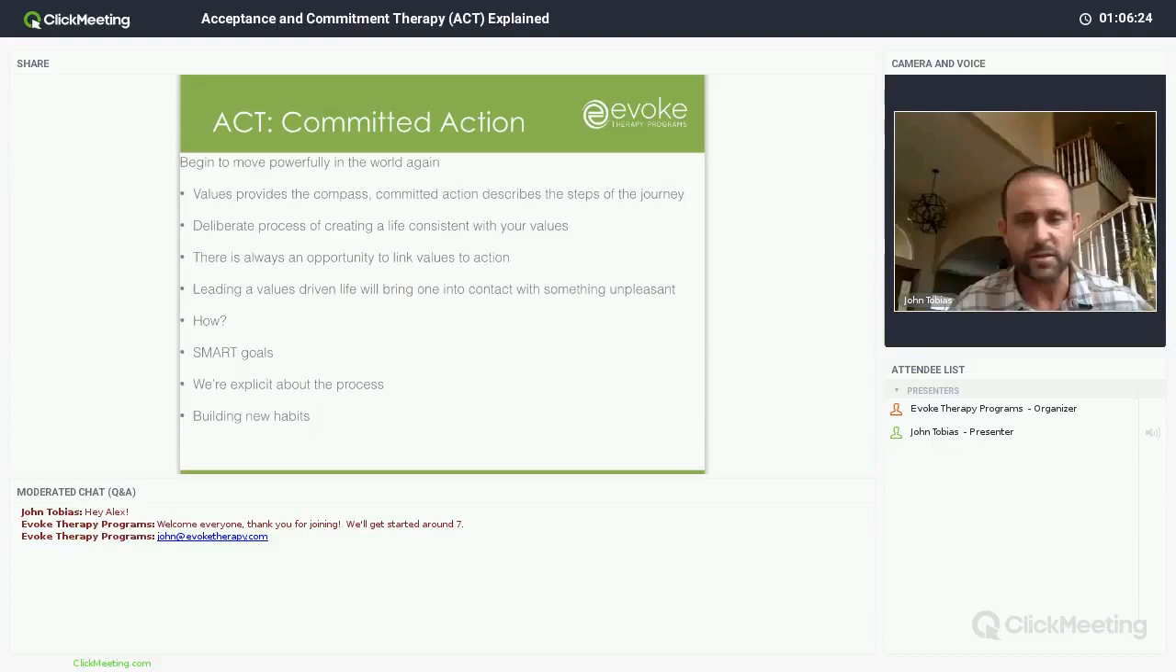So, last of the six core processes, committed action. I haven't gone through this as fast as I was hoping to, but I'm glad you're still with me. Committed action.